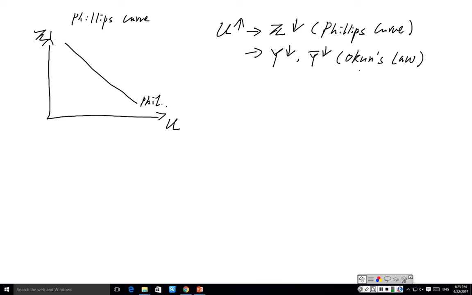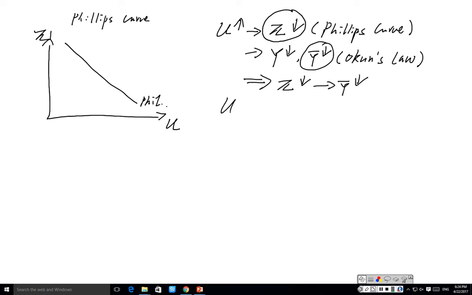So now let's look at the inflation rate and the output gap. So combine the Phillips curve and the outcomes loss together, we will find out when the inflation rate is low, the output gap will be low.